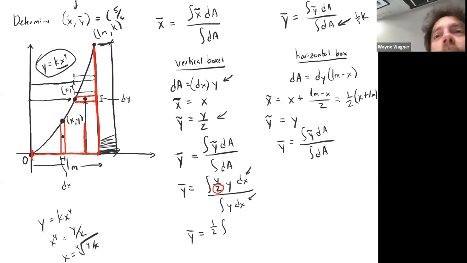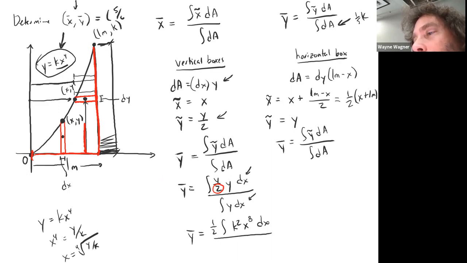Y squared, so that means we've got this thing squared. So it's going to be K squared x to the 8th dx. Over, now on the bottom, I've just got a Y, so it's going to be K x to the 4th dx. Hopefully you're looking at this and you're thinking, okay, I could probably do that. That is solvable. So let's go ahead and do this side.